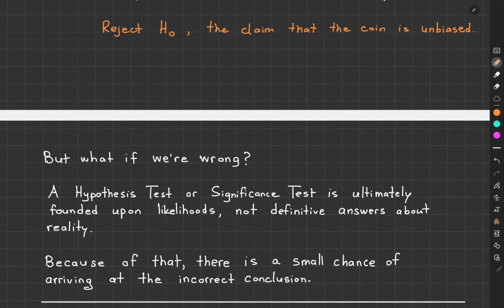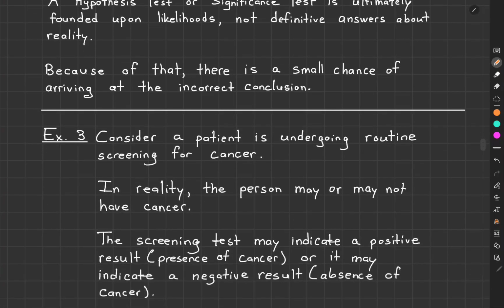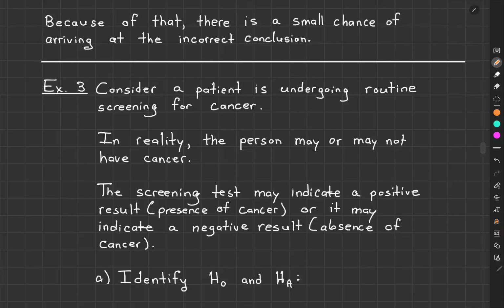Okay, so a hypothesis test or significance test is ultimately founded upon likelihoods, and it's not definitive answers about reality. Because of that, there is a small chance of arriving at the incorrect conclusion. So in our last example, it's perfectly possible that the coin is in fact fair. Now let's see an example where it's very important whether we're right or wrong. This can sometimes have some significant repercussions.